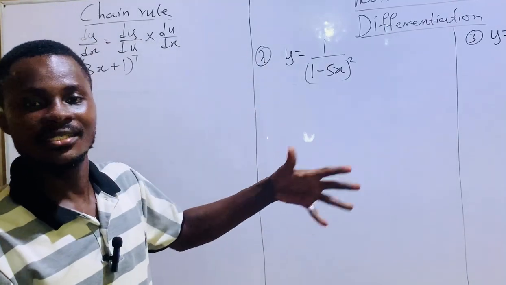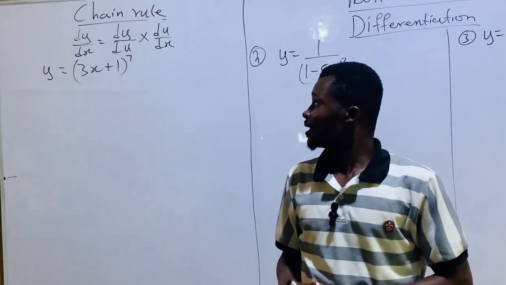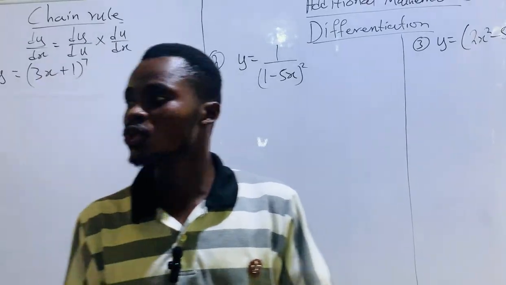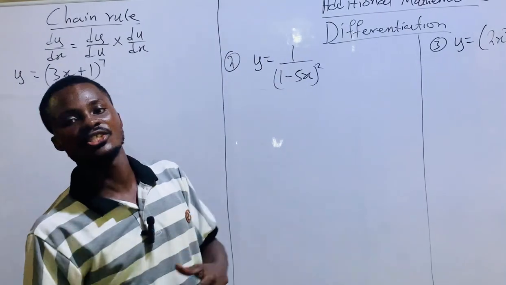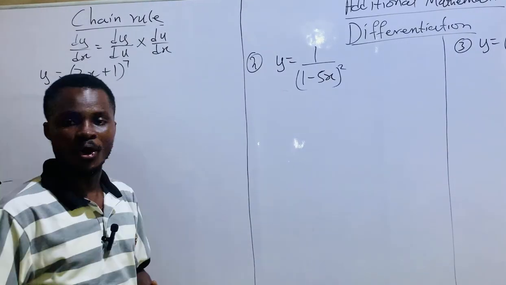Now, we are still on differentiation as we have started previously. We are continuing with the chain rule. So today I'm going to teach you how to use the chain rule in our differentiation. Now, let's get to the example on the board.